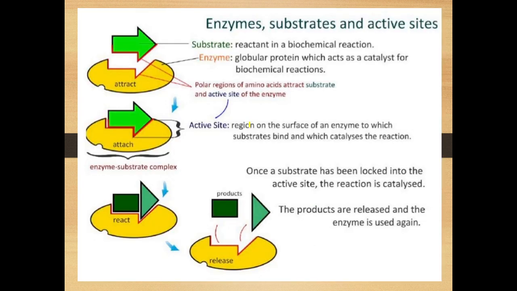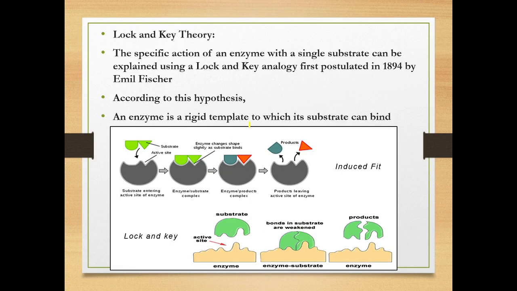These are some of the other representations. And there are different theories proposed to explain the mechanism of enzyme action. One of the important ones is called the lock and key theory. This was proposed by Emil Fischer in 1894. The specific action of an enzyme with a single substrate can be explained by using the lock and key analogy, first formulated in 1894 by Emil Fischer.